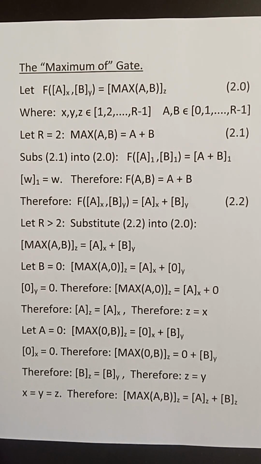Okay, and that applies to the min gate as well, where you would set all the inputs to r minus 1 and leave one variable alone. And that would be min(a,b,c)^z equals a^z and b^z and c^z, for example, for 3 variables.